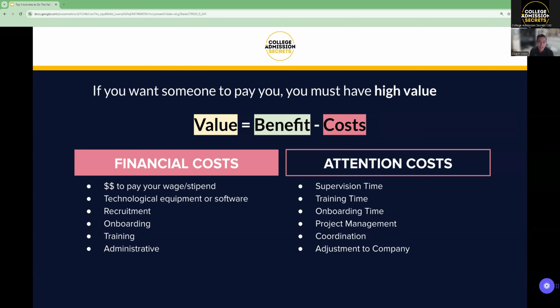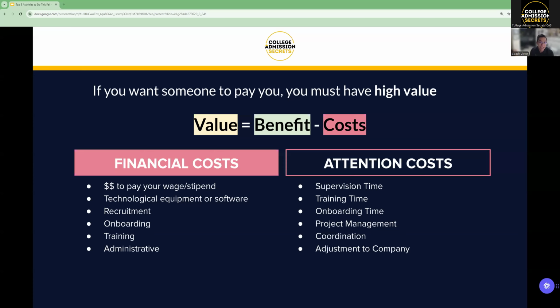So what the costs actually entail are the financial costs and the attention costs. The financial costs are all the typical things such as the wage, the time spent on the technology equipment, the recruitment, or any of the onboarding processes. Those are all financial costs because they cost other people's time to be able to onboard you.